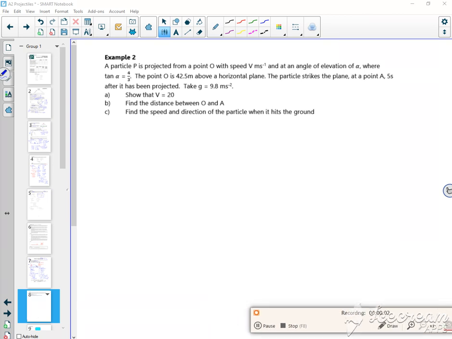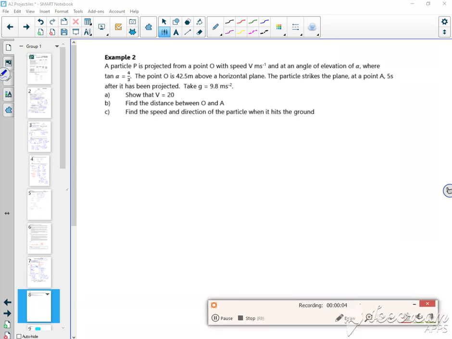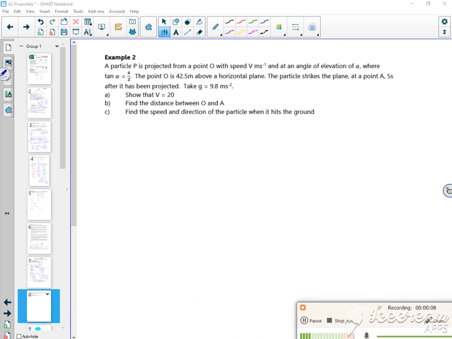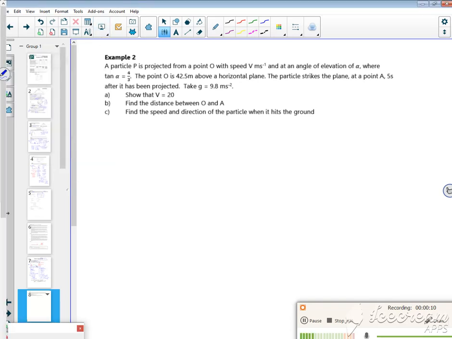Hi everyone, so this is a second example of the, I thought I'd muted myself then. Second example from the second lesson. It's quite nice, this one.